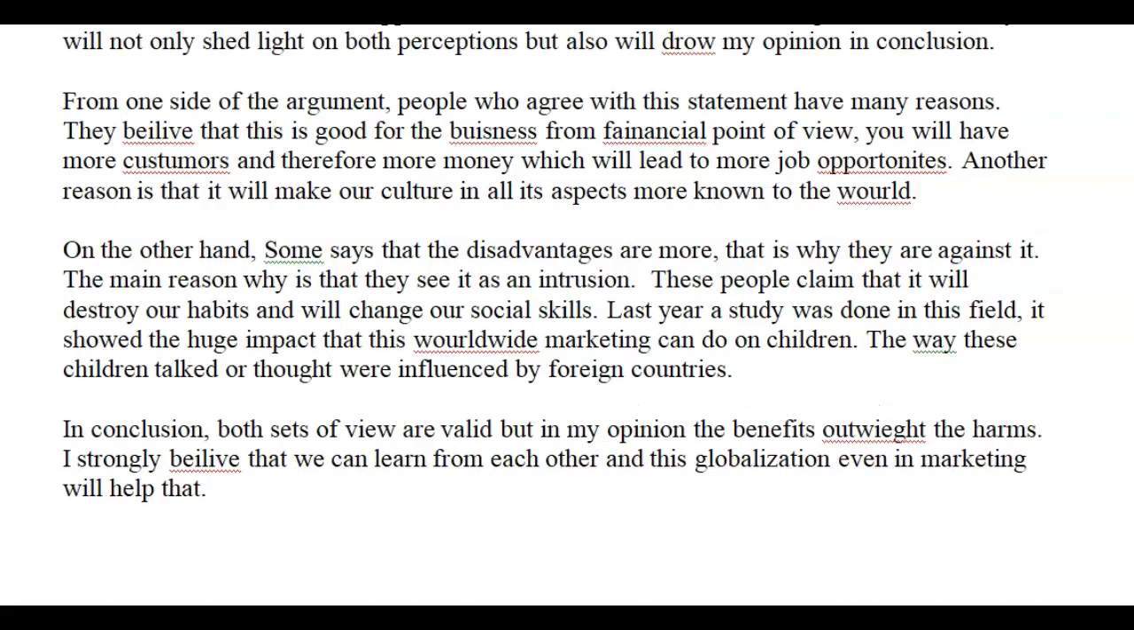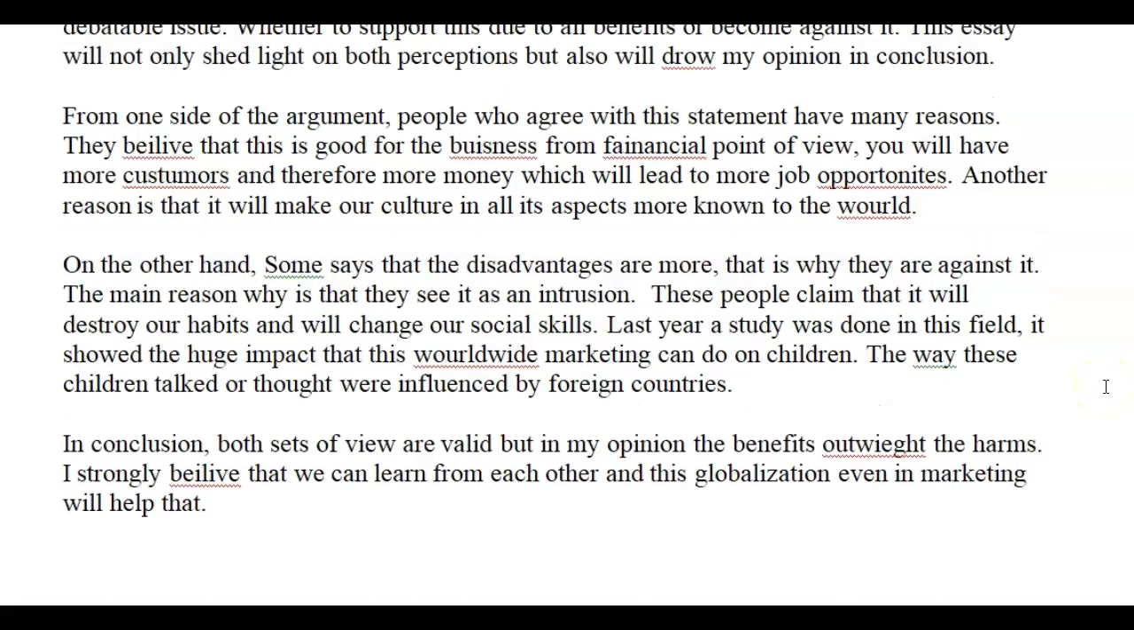"In conclusion, both sets of views are valid, but in my opinion, the benefits outweigh." Careful with your spelling. The not "harms": the disadvantages, the drawbacks, either one of them would be okay. "I strongly believe that we can learn from each other in this globalization, even in marketing will help." Okay, so apart from all the issues that I talked to you about, word choice, vocabulary, spelling, all those things, I talked to you about task achievement and how it was a problem here. I also want to talk about just topic development, like how on topic you were, how relevant your ideas were, and so forth. So I think it needed work.